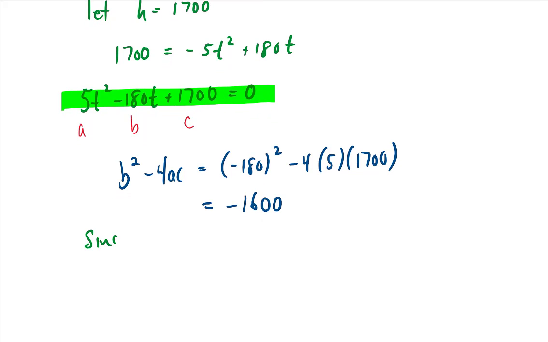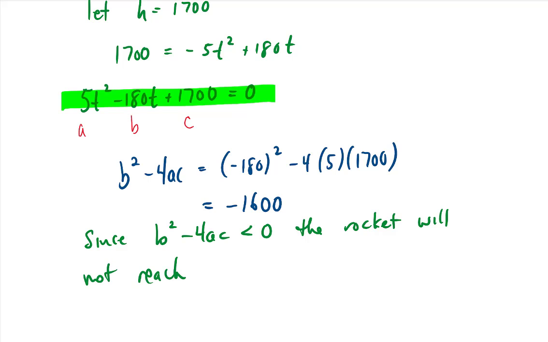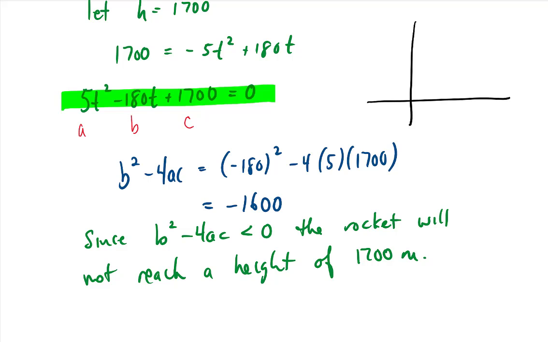So since b squared minus 4ac is less than 0, the rocket will not reach a height of 1,700 meters. And to visualize that, here is our parabola. It starts at 0, goes up, comes back down, and 1,700 is sitting right up here. So there is no connection between 1,700 and the parabola, so there will be no solution.